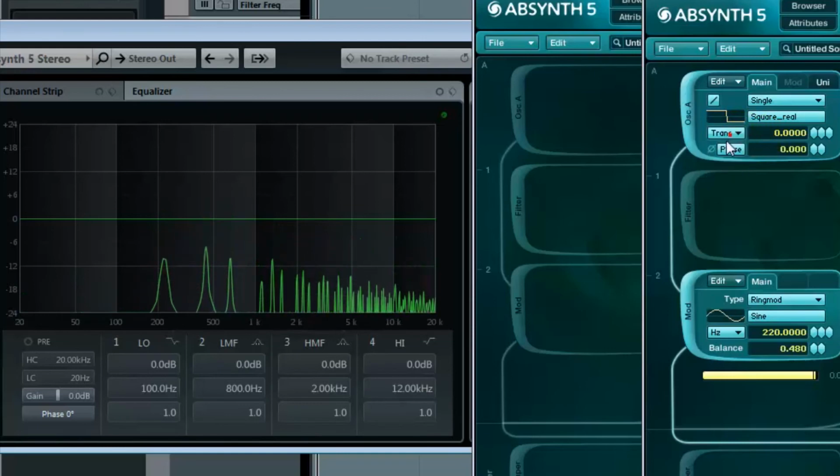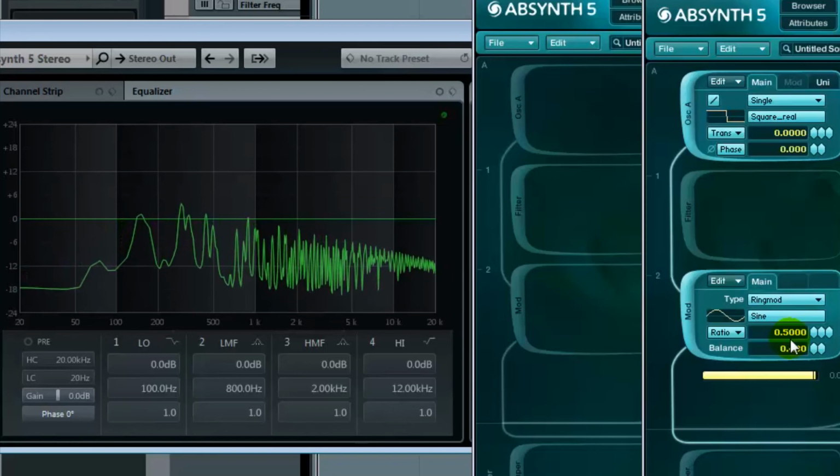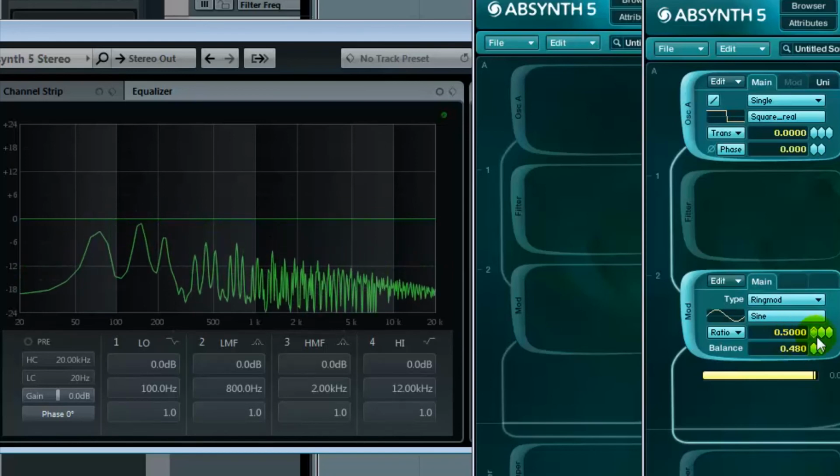If I put this on transposition mode, and I say ratio, and I'll put this on a 0.5 ratio, because that's what our ratio was between 440 and 220. This will actually adapt to whatever note I'm playing on the keyboard. Not a bad sound, right?